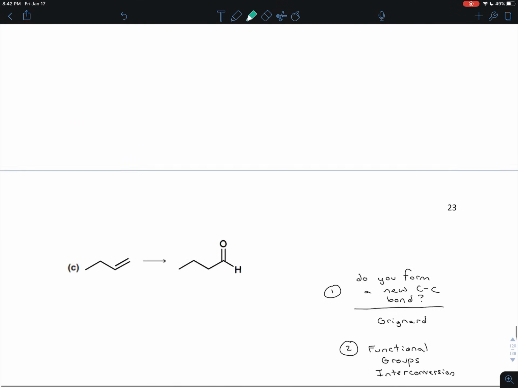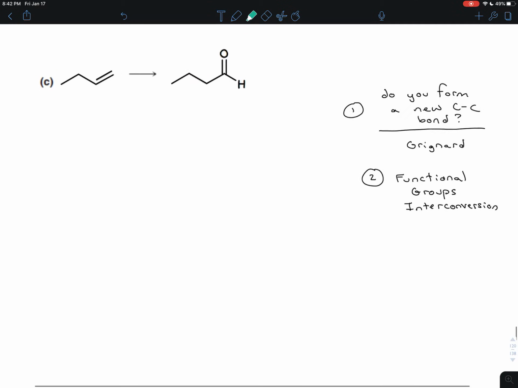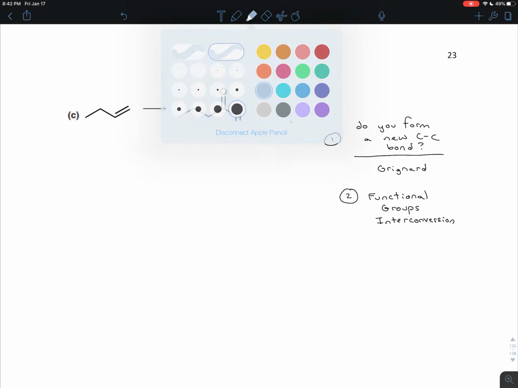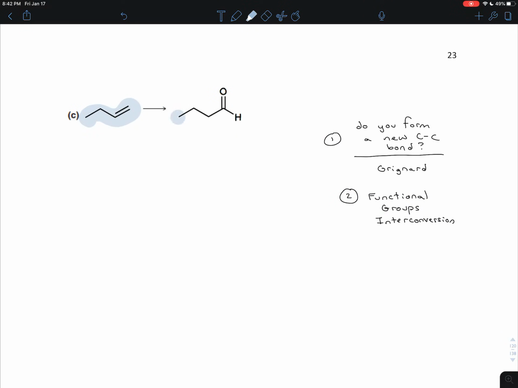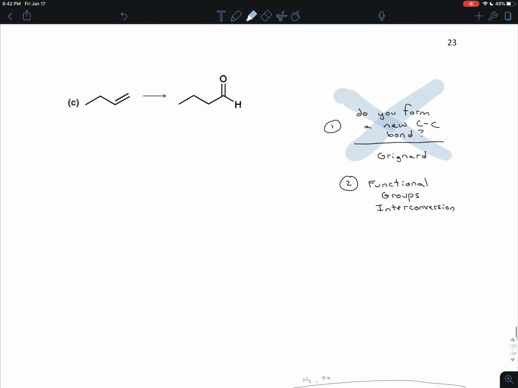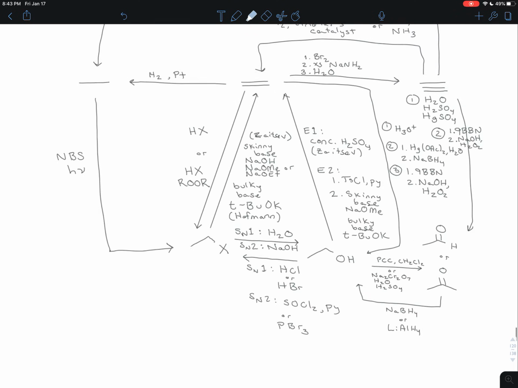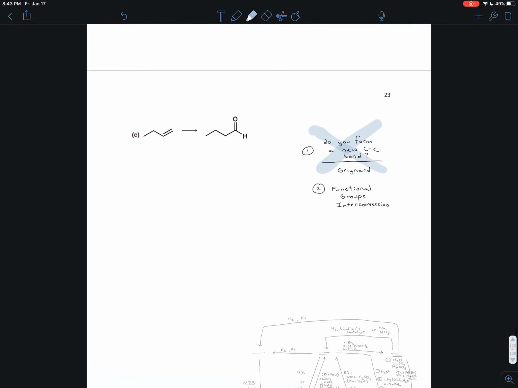Okay, so that's B. Let's try C. So in this one, we're going to follow that same procedure. Do we form a new carbon-to-carbon bond? Let's see. In the reactant, we have 4 carbons. In the product, we have 4 carbons. So we have the same number of carbons. That means we don't need to add one, so we don't need to form a new carbon-to-carbon bond. So we don't need to use a Grignard reagent here. So all we have to do here are functional group interconversions. That's using this table that we've built up in that previous video.